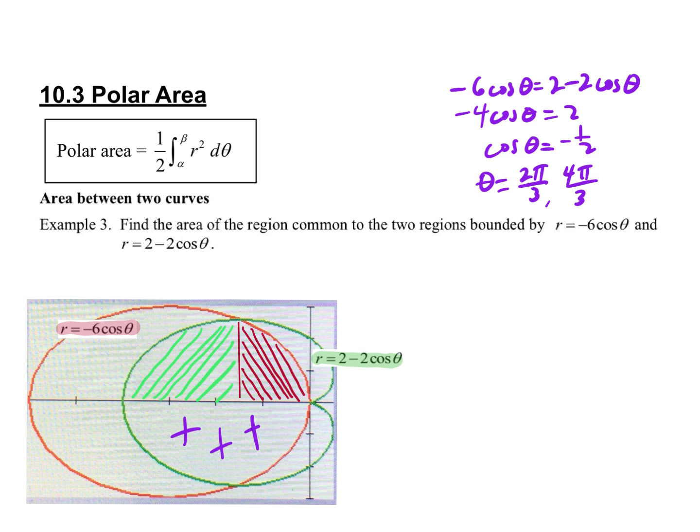For starters, I just set them equal: negative 6 cosine theta equals 2 minus 2 cosine theta. Add 2 cosine theta to the other side. That gives me negative 4 cosine theta. Divide by negative 4. That gives me negative 1/2. We just actually talked about the cosine of negative 1/2 in one of those other problems.